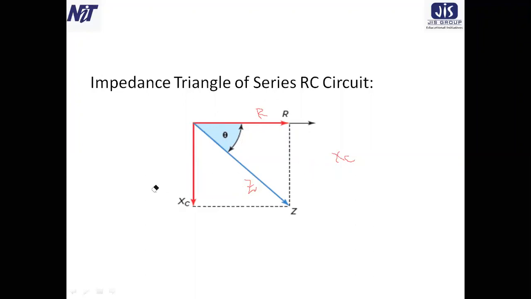So what are the other parts? Now the remaining part of the axis. This is R. Along this is XC, and that one is Z. So it's a right angle triangle now. So in this way, we can develop the impedance triangle of a series RC circuit.